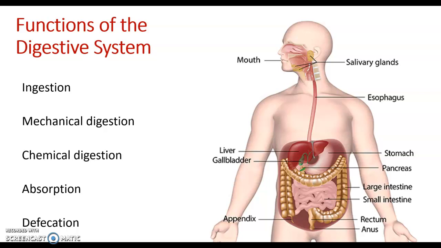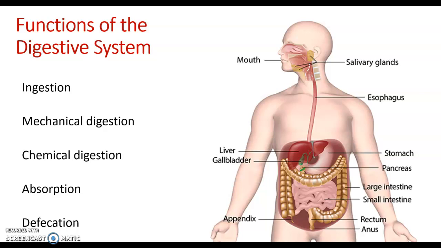So ingestion, which is bringing food into the body. Mechanical digestion, breaking it down into small enough pieces to actually enter the GI tract. Chemical digestion, breaking it down into the molecular elements that could be absorbed by the body. Absorption, the act of actually bringing those nutrients into the cells or into the tissues of the body. And then finally, defecation, which is getting rid of the parts that the body couldn't absorb and use. So all of those functions are going to happen at different points along that GI tract.